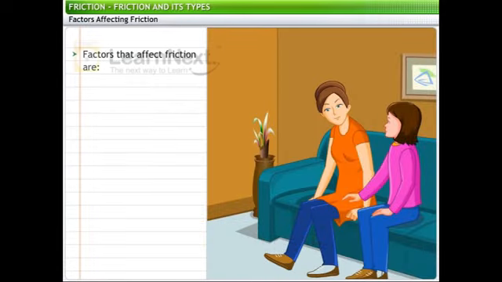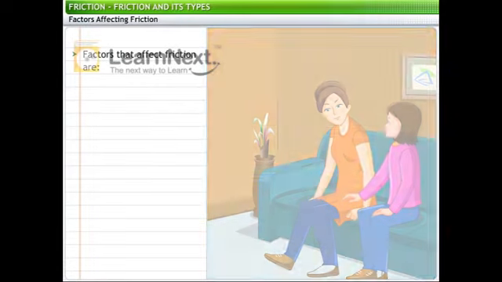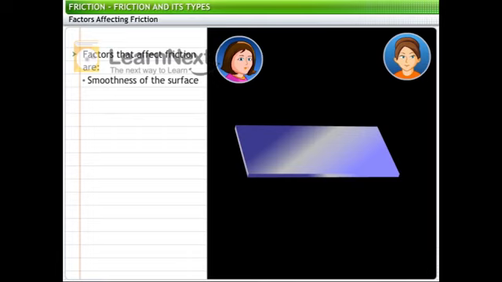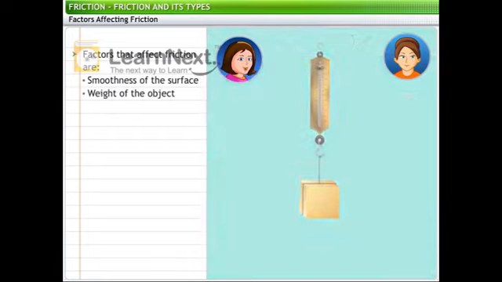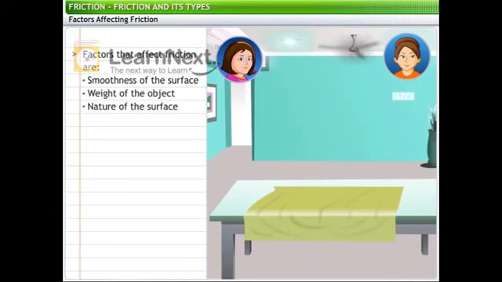So the factors that affect friction are the smoothness of the surface, weight of the object, and the nature of the surface. Yes, that's right.